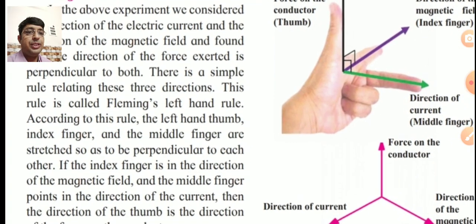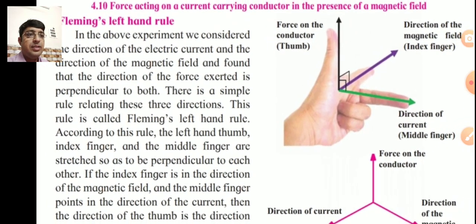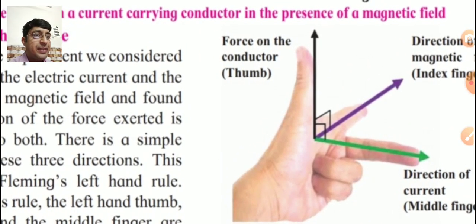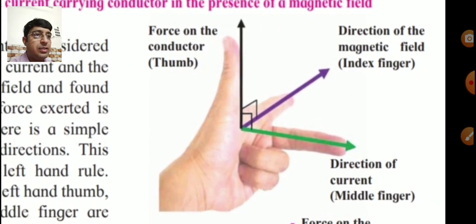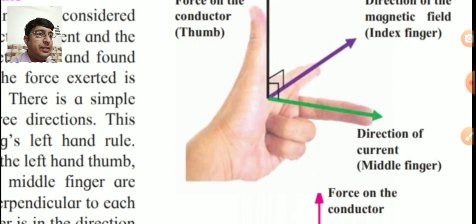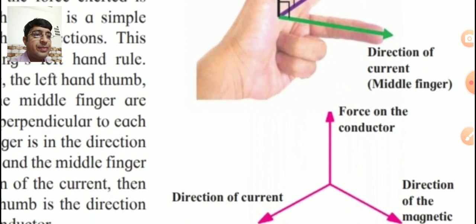According to this rule, see in the figure, three fingers are mutually perpendicular to each other. The thumb shows the direction of force on the conductor. The finger nearby the thumb, called the index finger, shows the direction of magnetic field. And the third one, the middle finger, shows the direction of current.